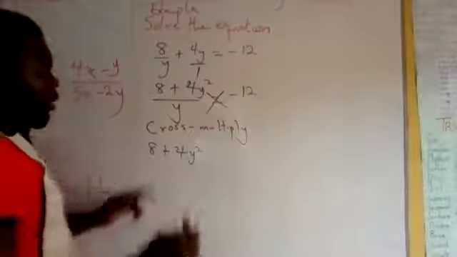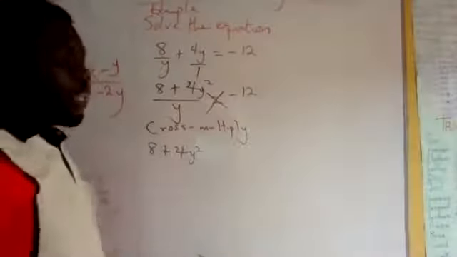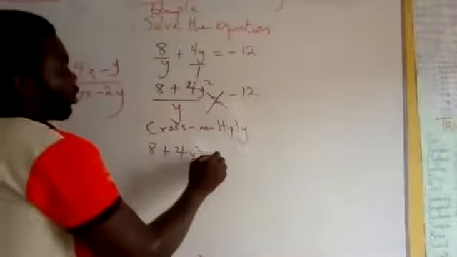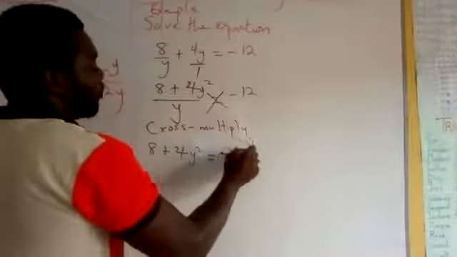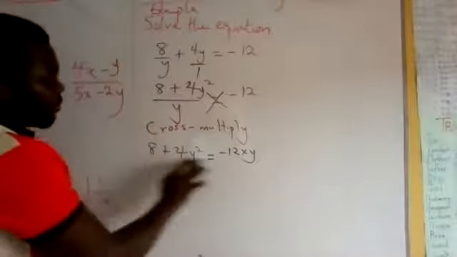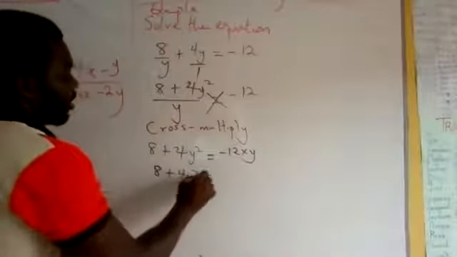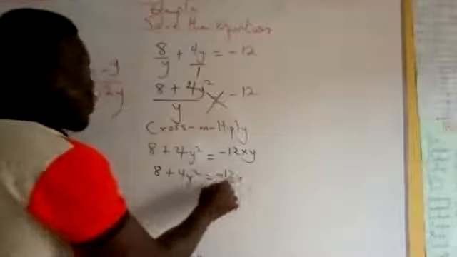So from there, 8 plus 4y squared is equal to minus 12 times y. As you can see, this would be multiplied by this. Are you following me? So from here, I said that 8 plus 4y squared is equal to minus 12y.